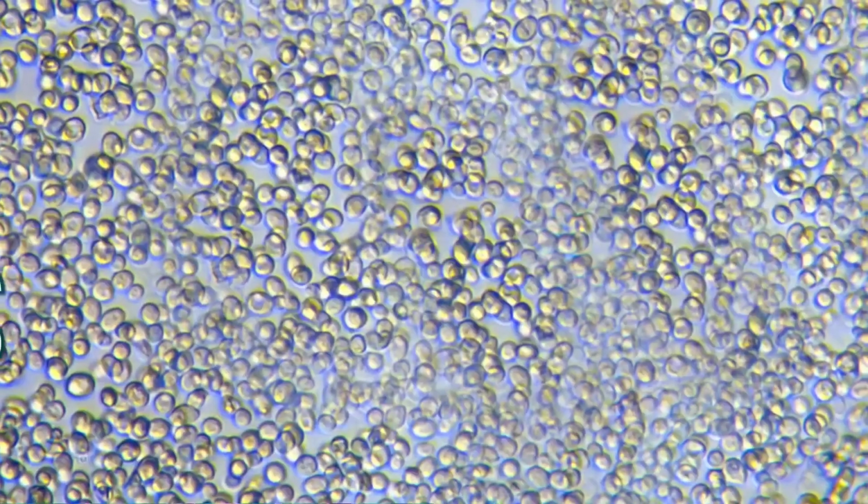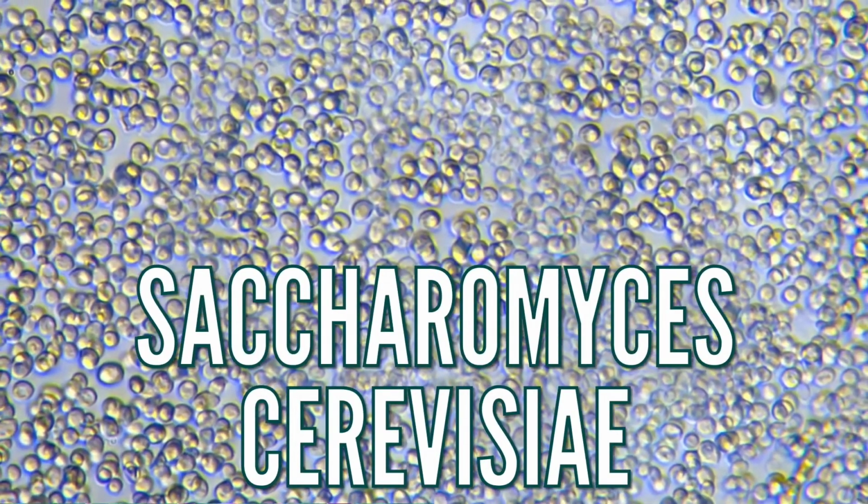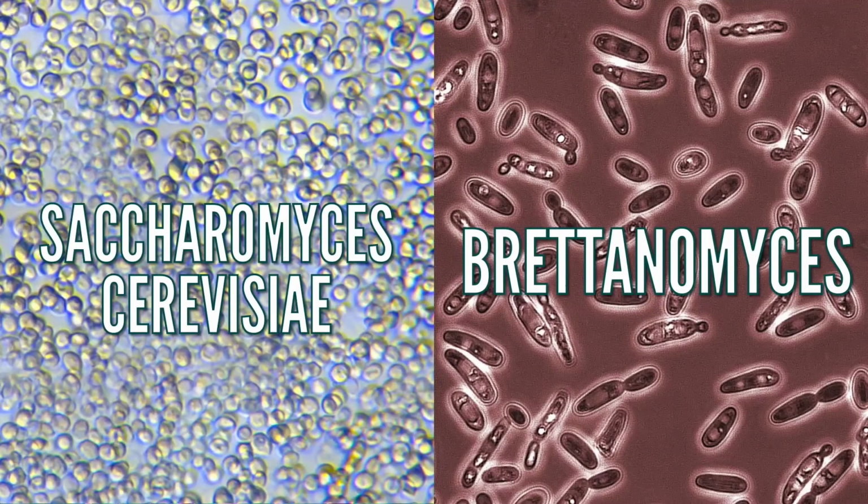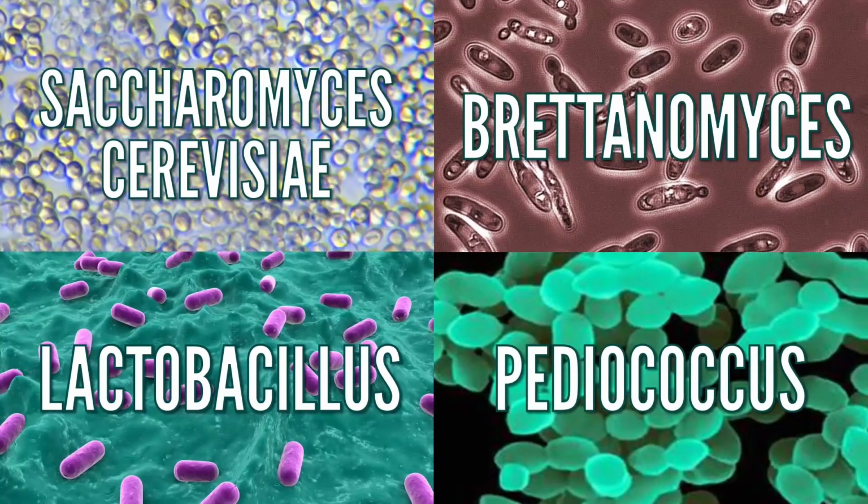So what kind of little bugs are in this barrel that are working on the beer right now? Mostly Saccharomyces cerevisiae, which is your typical brewer's yeast, but we also use Brettanomyces, which is a wild yeast. There's also souring bacteria present in these barrels, Lactobacillus and Pediococcus, multiple species of each of these different organisms.